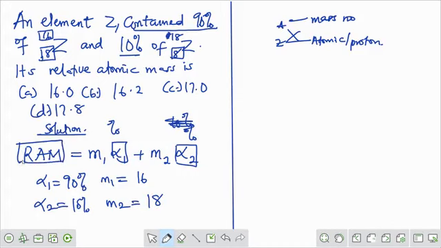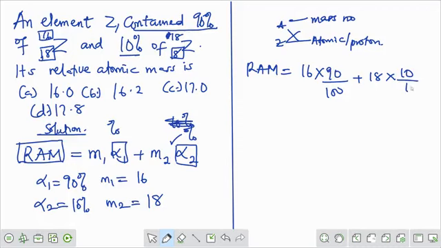Though the question may be the other way around, that they will ask you to find relative abundance of one. They will give you the relative atomic mass, and they will ask you to do it. Relative atomic mass will now be, what's the mass of the first one? 16. The relative abundance is 90%. You know that percentage has to do with 100. So 90 over 100 plus 18 times 10 over 100.